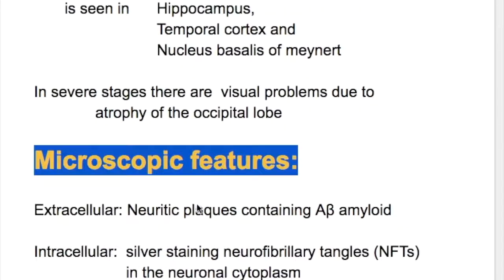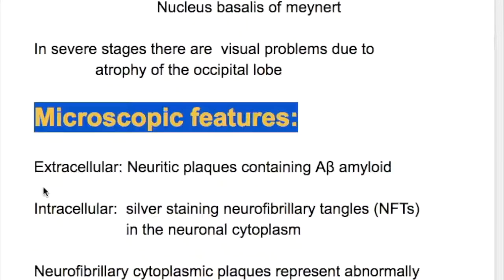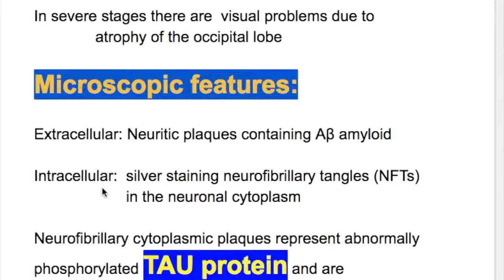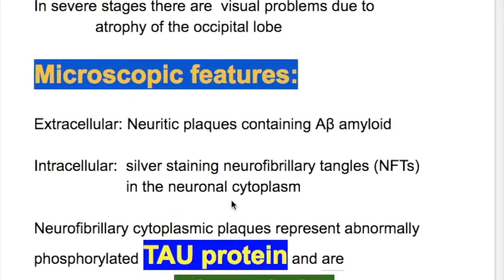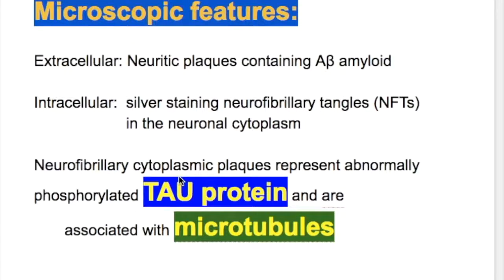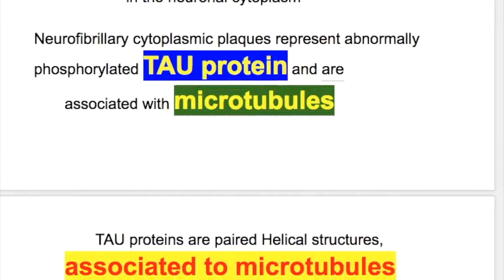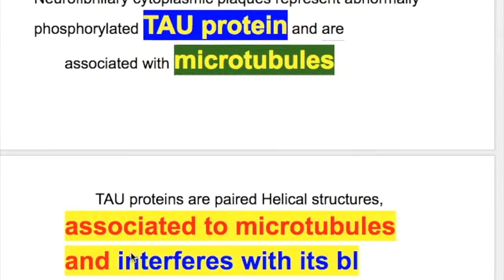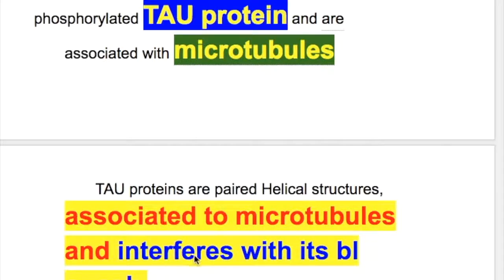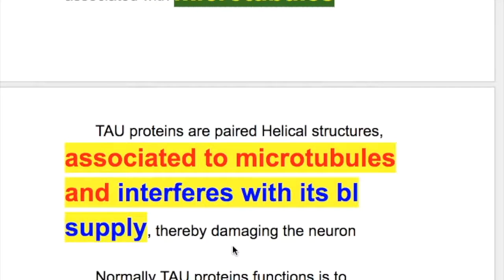So what are the microscopic features in Alzheimer's disease? Extracellular and intracellular. In extracellular, there are neuritic plaques containing A-beta amyloid, and in intracellular, silver staining neurofibrillary tangles are found in the neuronal cytoplasm. Neurofibrillary cytoplasmic tangles represent abnormally phosphorylated tau proteins, and they are associated with microtubules. Tau proteins are paired helical structures associated to microtubules and interfere with their blood supply, thereby damaging the neuron.